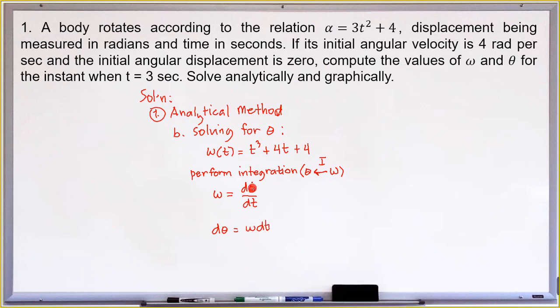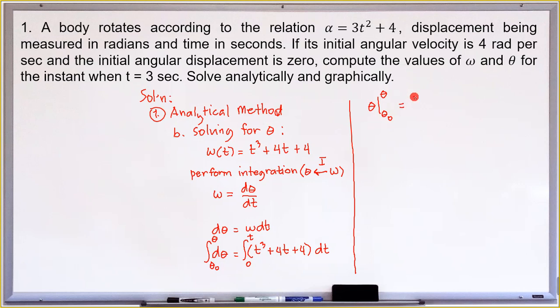And then, our w is given, so therefore, d theta is equal to t cube plus 4t plus 4. This is d theta. Next, we are going to integrate this one. So, integrate d theta from the initial angular displacement to the final. And for the time, the lower limit is from 0 to t. Then, perform integration. So, that is theta evaluated from initial to final.